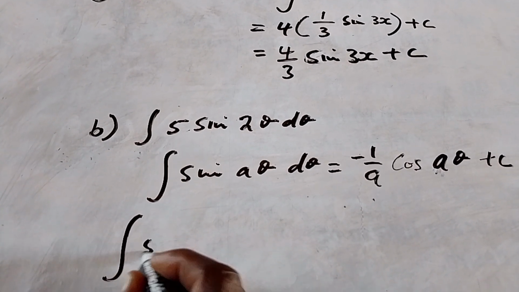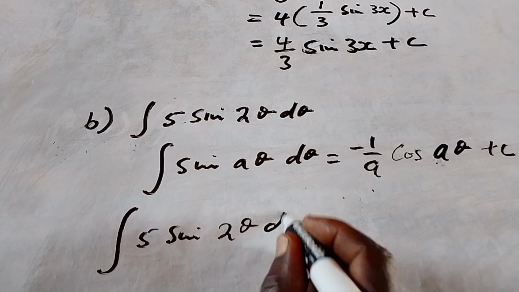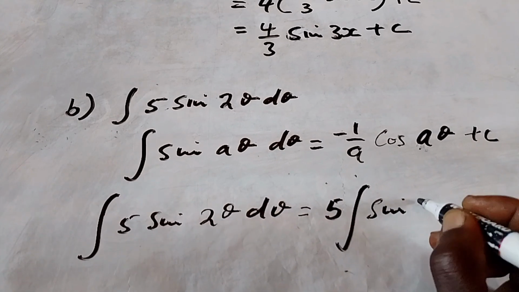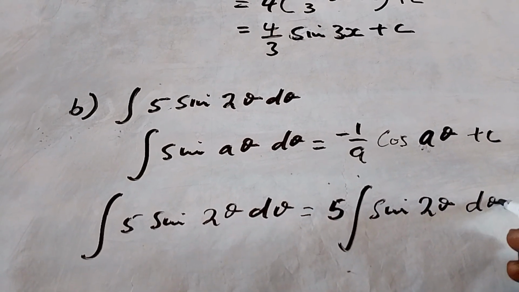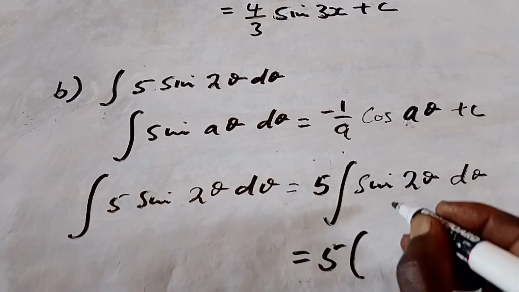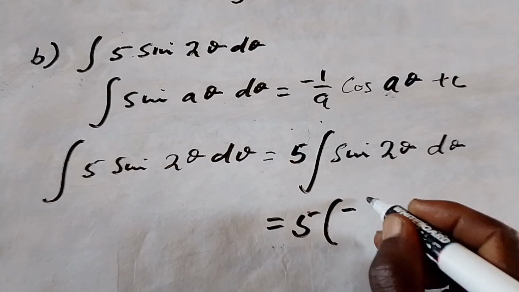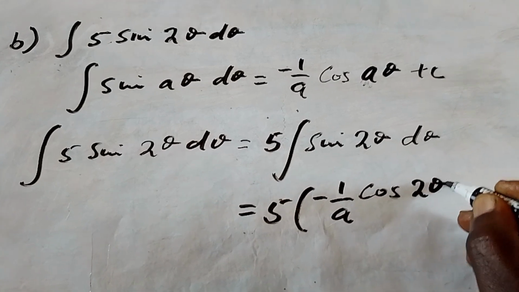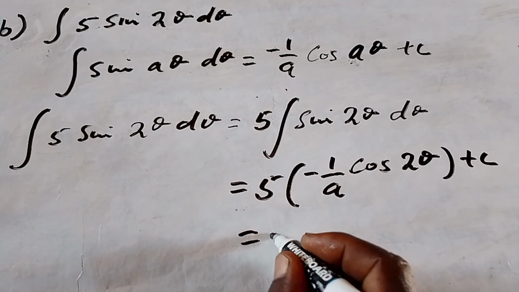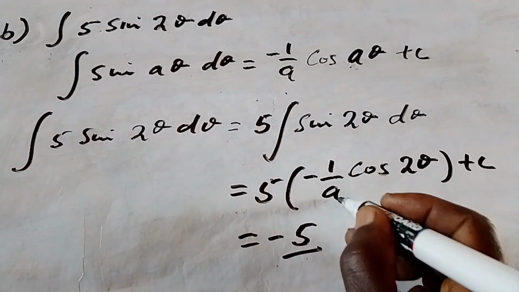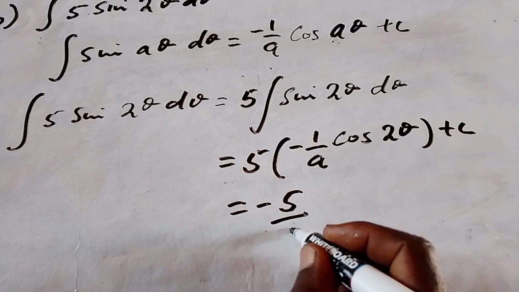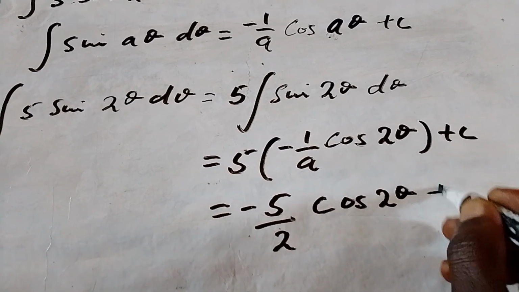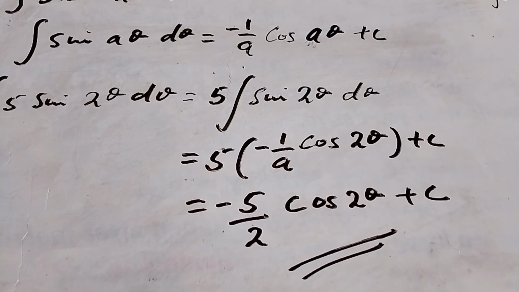So we have 5 sine 2 theta with respect to theta. It will be 5 times the integral of sine 2 theta with respect to theta. This will give us 5 times the integration of sine 2 theta, which is given by negative 1 over a cos 2 theta, then plus c, which is equal to negative 5 over our a. Our a is 2, so we write 2 there. Then multiply by cos 2 theta plus c. This is the solution for the problem.